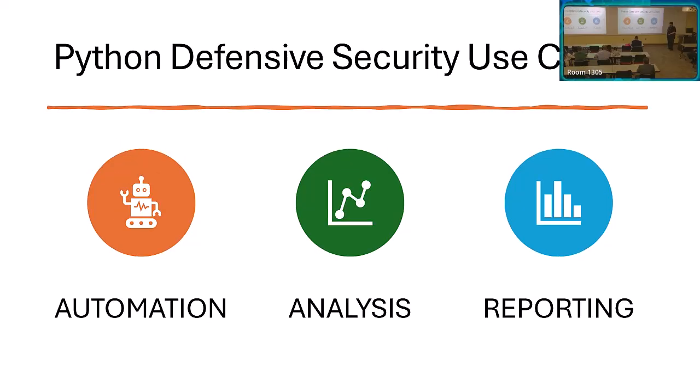Defensive use cases. So we have automation again, but notice I don't have tool creation here. And you may wonder, well, can't you build defensive tools in Python too? And the answer is yes, but you probably don't want to. If Nessus does a really good job at vulnerability management, you are not likely to build the next Tenable. It just won't happen. You don't have the resources to do it.